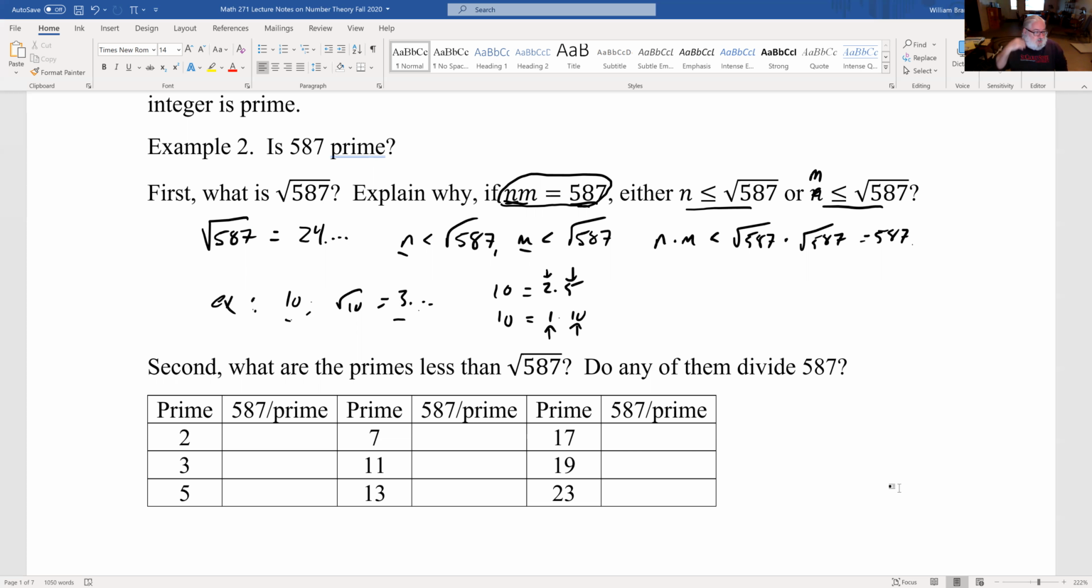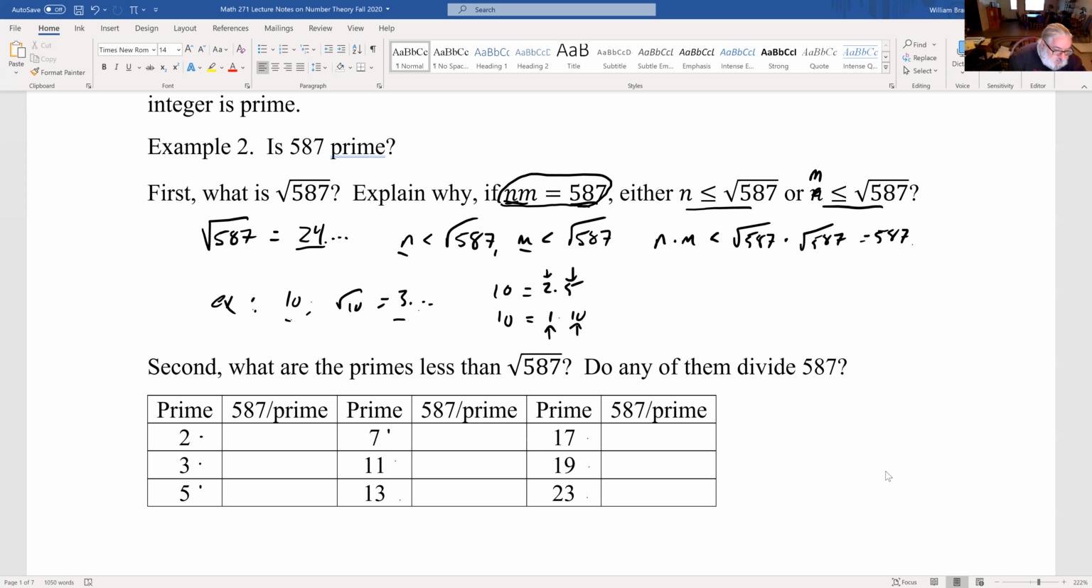So that's nice, because if we want to find out whether or not 587 is prime, we want to know, can we divide a prime number into it? We only have to check up to the square root of 587, though. So what prime numbers do we have that are less than 24? 2, 3, 5, 7, 11, 13, 17, 19, 23. We can divide 587 by these numbers.